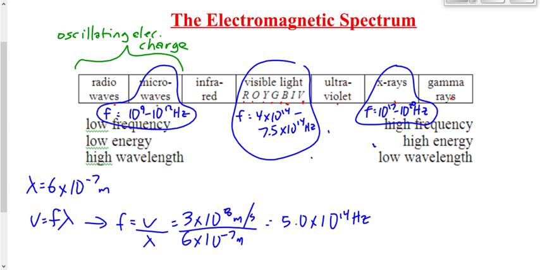Oscillating electric charge. Infrared, visible light, and ultraviolet. Infrared, which is infra or below red. Ultraviolet, which is ultra or above violet. That's where the names come from, right? Infrared, below red. Ultraviolet, above violet.